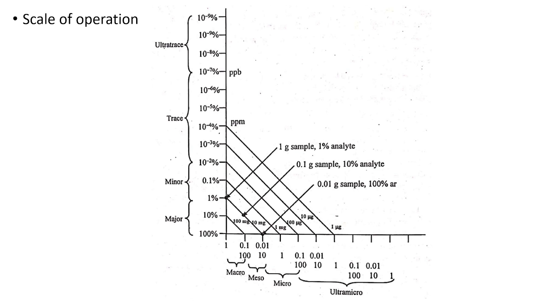Hence concentration methods are used commonly for minor, trace and ultra trace. Because of this limitation, concentration methods are mostly used for micro trace, ultra trace or minor methods. You cannot use a concentration method for major because of limitations of Beer-Lambert's law. That is one example I have given. So scale of operation is a very important criterion to be considered while selecting the proper analytical method.